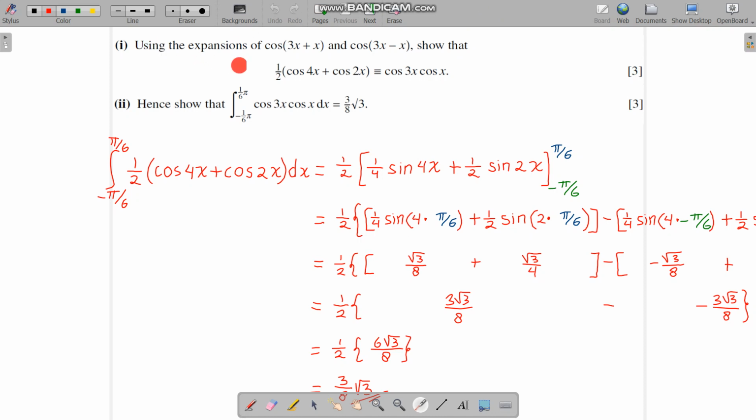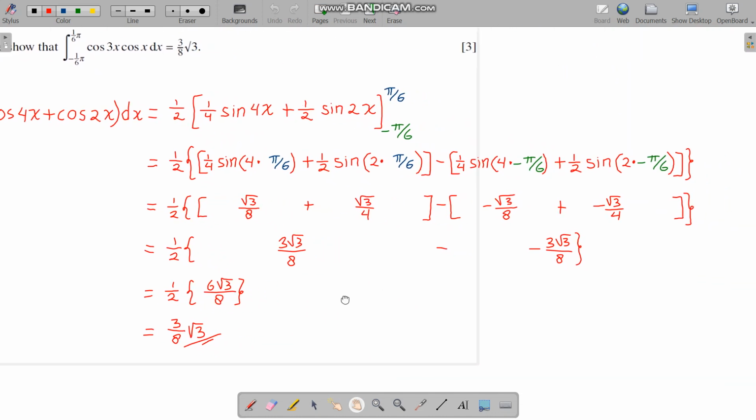Number 1, using the expansion of, so we're going to focus on the integration here, hence show that. Of course we use the answer to the previous part, or this identity here, and you can just integrate directly. The integral of cos is sine, and remember that we have to divide by 4 here because of the 4x, and we have to divide by 2 because of the 2x.